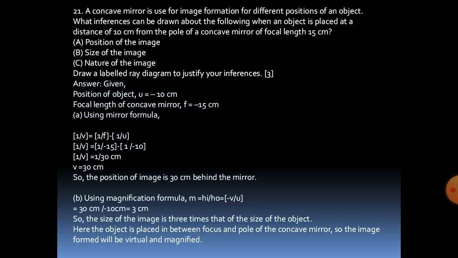So you can use the mirror formula 1 by v is equal to 1 by f minus 1 by u, or you can say 1 by v plus 1 by u is equal to 1 by f, which is the mirror formula.